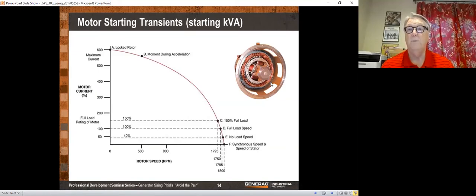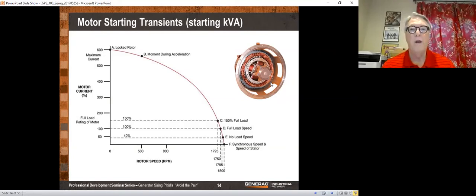This is a motor starting curve for a motor, and you'll notice when you start a motor, you get about 600% current. You get about 600% current there at 0 speed, and then as the motor comes up to speed, that current drops down. And as we talked about in previous seminars, once you get to about 150% of full load, then you're in what we call the linear portion of the motor operating curve.